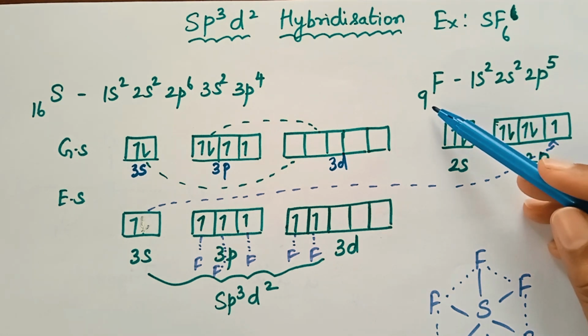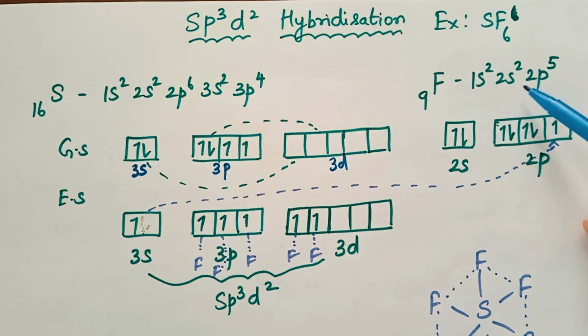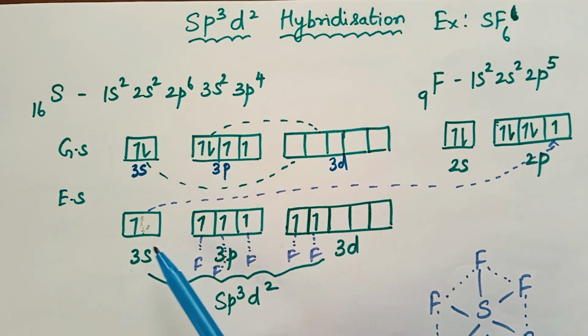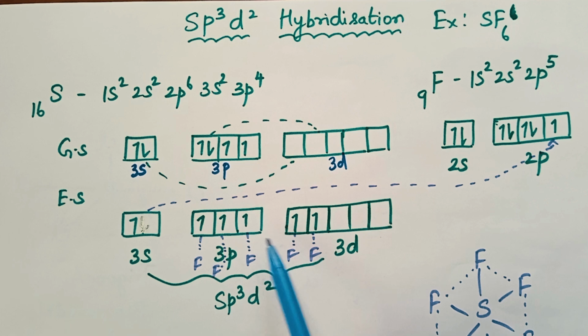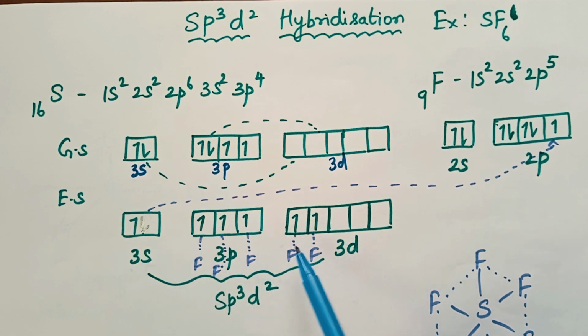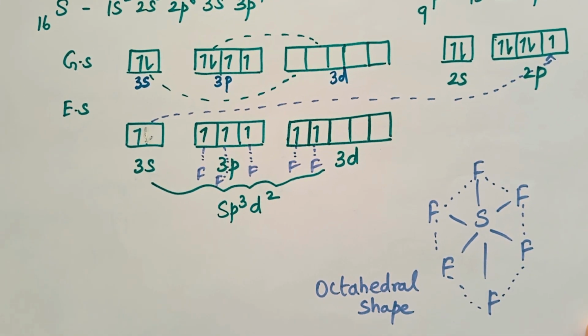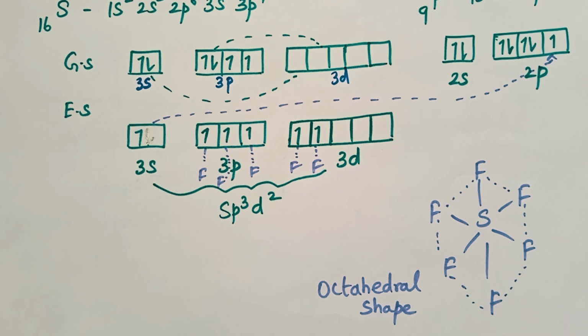Fluorine has atomic number 9, so the electronic configuration is 1s2, 2s2, 2p5. So it has 1 unpaired electron for each fluorine atom. So totally 6 unpaired electrons, because there are 6 fluorine atoms. So these 6 unpaired electrons of sulfur will pair up with 6 unpaired electrons of fluorine and form sp3d2 hybridization. The shape of SF6 will be octahedral.